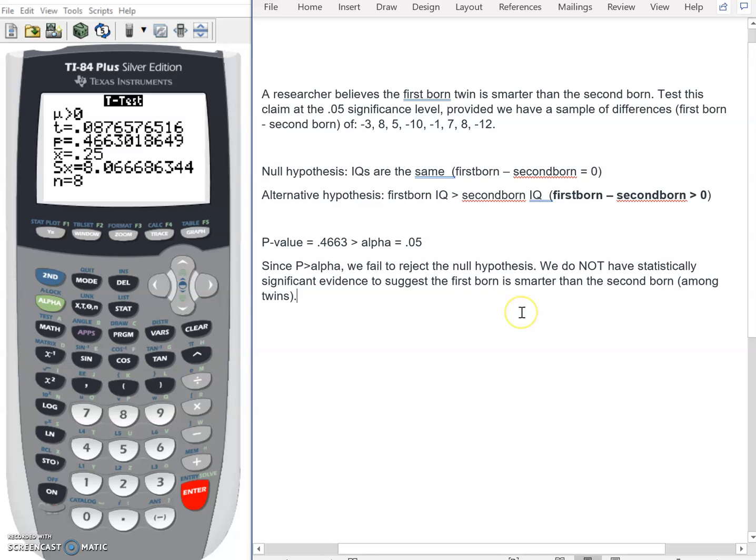Remember that failing to reject does not mean we embrace it. So we're not saying we have all of this evidence that the IQs are the same, or that they're equally intelligent. We're more so saying we don't have evidence to suggest our alternative. All right, so we either reject or fail to reject the null. Again, there are a couple different ways that we can frame this, but this is definitely one of them. So we do not have statistically significant evidence.